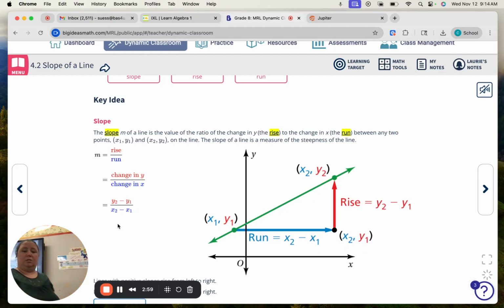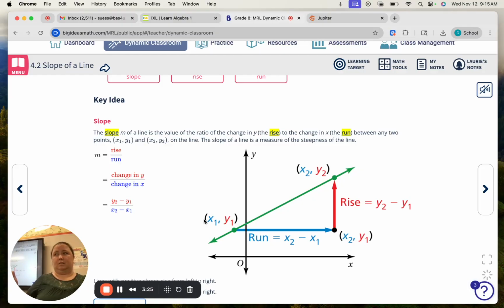Okay? So if those were real points, we would take y2 and subtract y1, and we would take x2 and subtract x1, and then you would be left over with a fraction, right? You might have 3 over 2 or whatever that difference is. That would be your slope. It could also be like 6 over 1, which would just simplify to 6 as your slope.